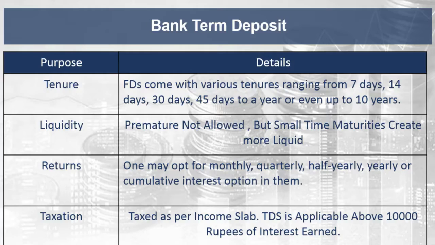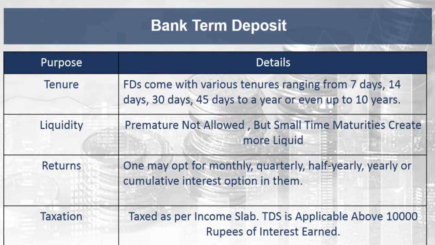As the table shows on your screen, you first see the tenure. We already discussed the term deposit comes with various tenures, ranging from 7 days to 10 years. On liquidity, premature withdrawal is not allowed, but short maturities can help you with more liquid assets. So if I want a maturity of less than a month, then we can take the 7 days term deposit, which can be renewed after 7 days in a simple fashion.